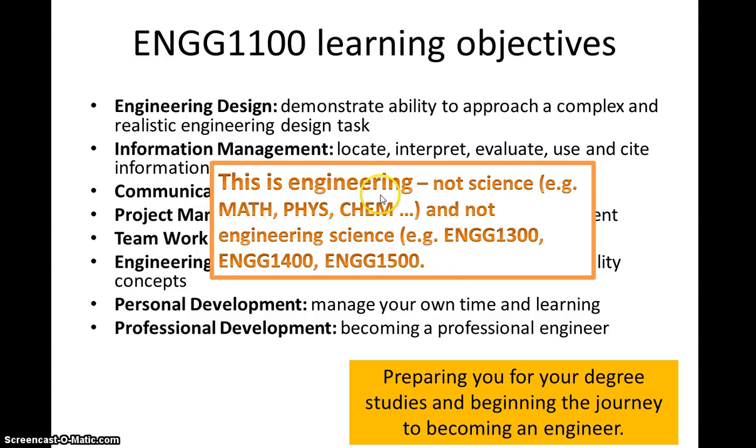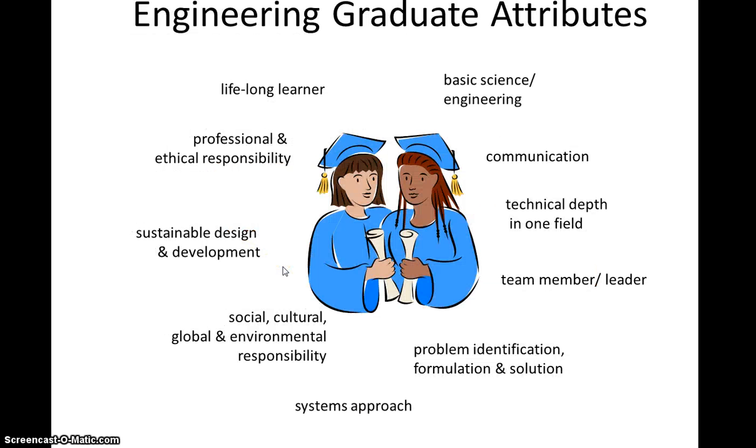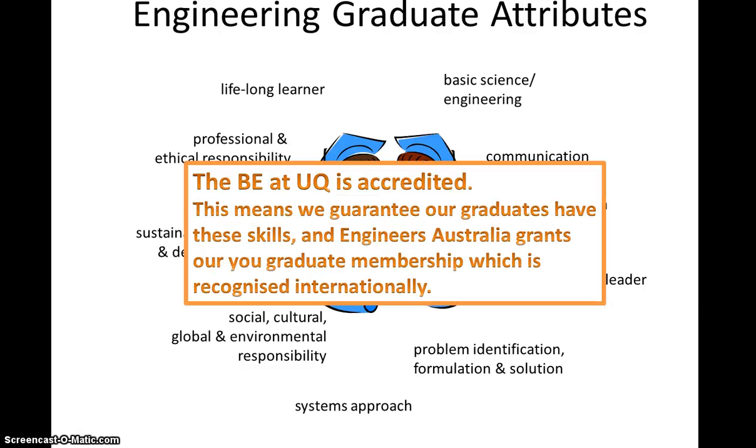It's engineering. It's not science, it's not like your math, phys, chem courses, and it's not engineering science like thermo and electrical engineering and statics and dynamics. This is engineering. If you looked at those learning objectives, I think you'll find that if you look at the graduate attributes that Engineers Australia need you to have, lifelong learner, communication, team member or leader, sustainable design and development, they map pretty closely. We've done that deliberately. The BE at UQ is accredited. That means when you graduate, you can apply to Engineers Australia to be a graduate engineer, and this is recognised internationally.